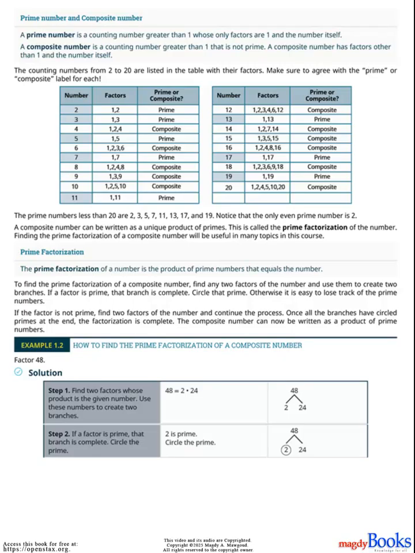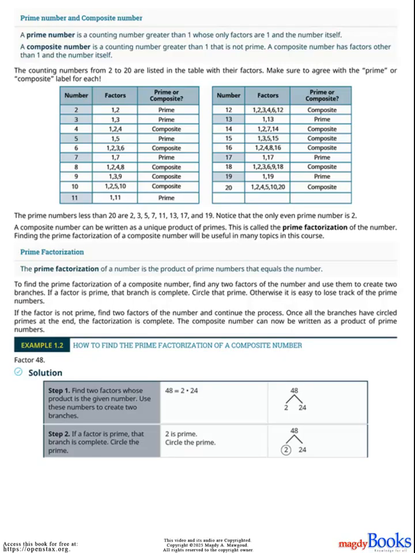Example 1.2. How to find the prime factorization of a composite number. Factor 48. Solution. Step 1. Find two factors whose product is the given number. Use these numbers to create two branches. 48 equals 2 times 24. 48 is the product. 2 and 24 are the factors.